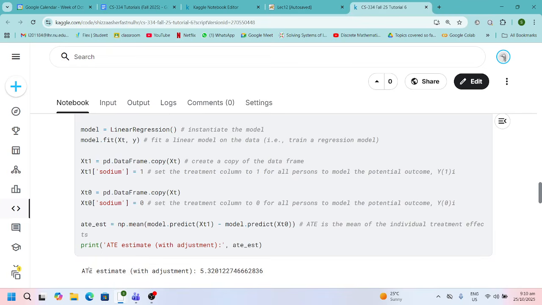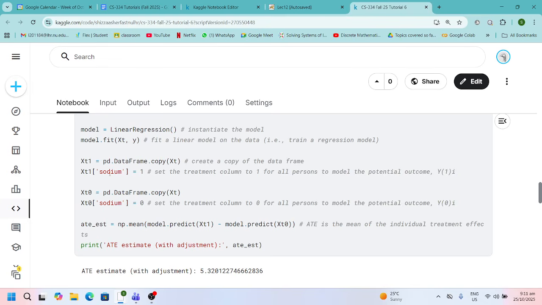I copy my data frame, and now against my data frame, I am using only sodium to predict what I am doing over here. Once my model is fit, I create two copies of my data frame. In one copy I set all the sodium values to one, and in the other copy I set all of the sodium values to zero.